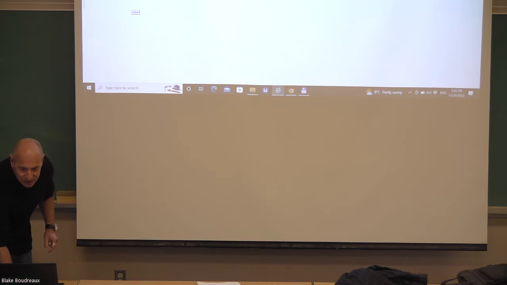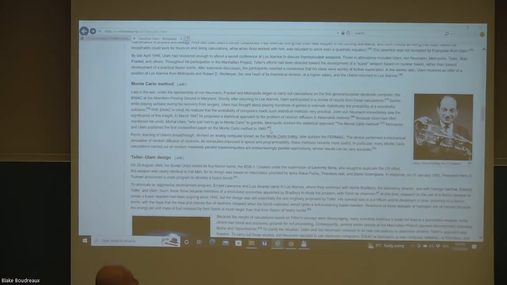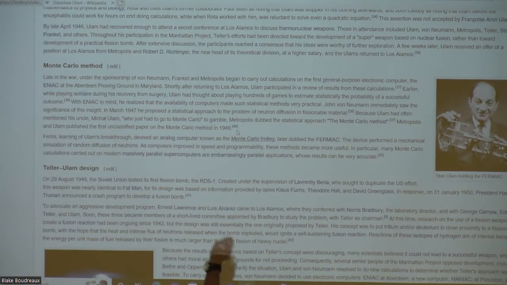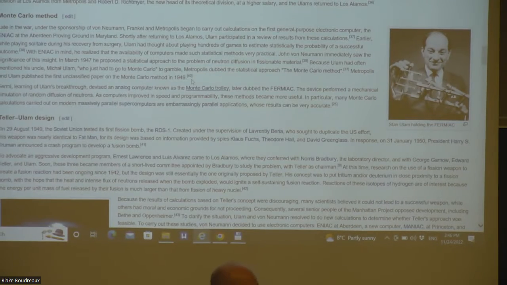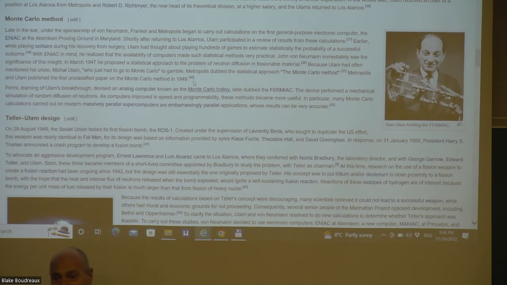And in fact, if you look at the Wikipedia, so this is my final bit. This is a Wikipedia page on Ulam. There's a blurb on the Monte Carlo method, and there Ulam is holding an analog Monte Carlo simulator called the Fermiac, built by Enrico Fermi, who, after listening to Ulam and von Neumann's idea, actually built an analog machine to simulate neutron diffusion. So there. Okay, good.